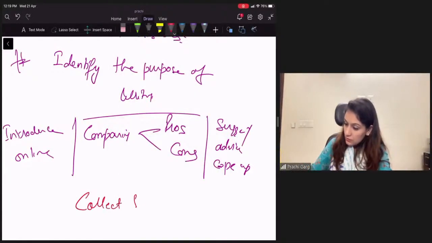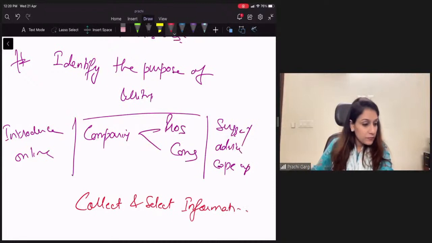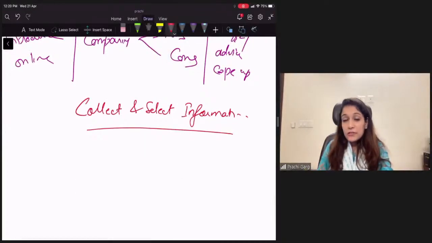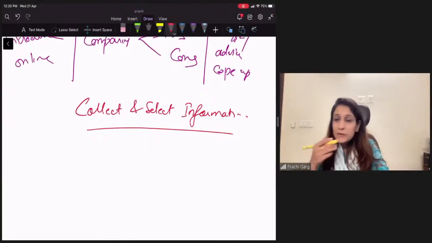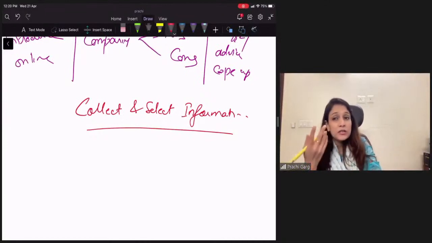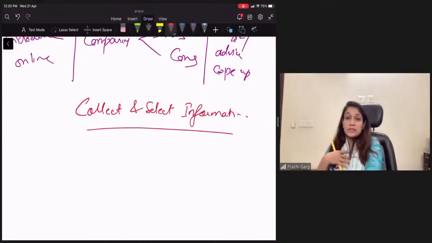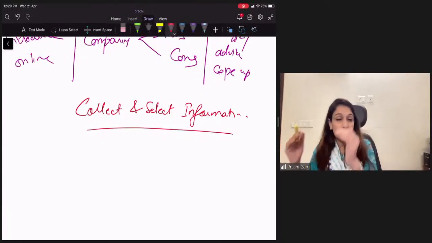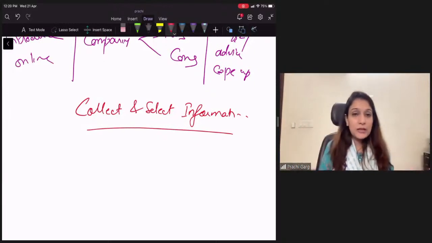Collect and select information. So now, what does this mean? Now, I will have various sources of information. I might be experiencing it myself. I might be reading about it. I might be experiencing it as a parent. I might be experiencing it as a teacher. So I need to know from where I get all the information that I need.